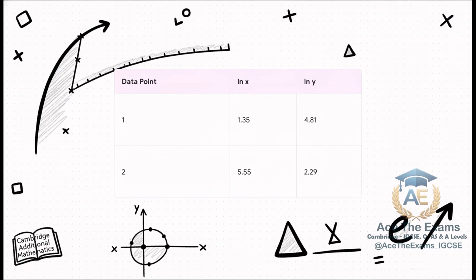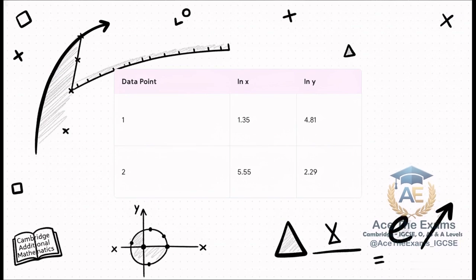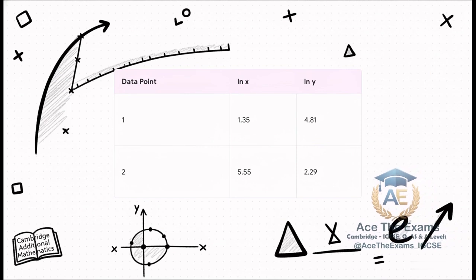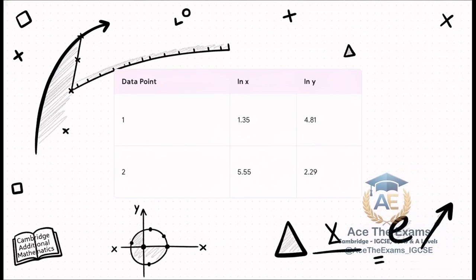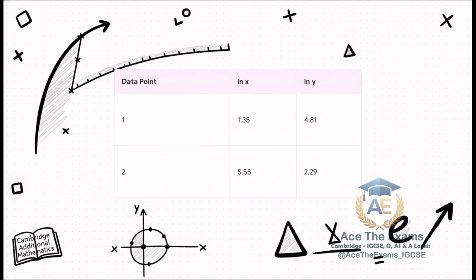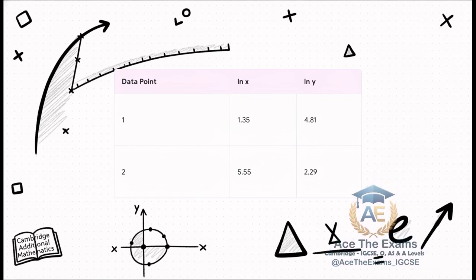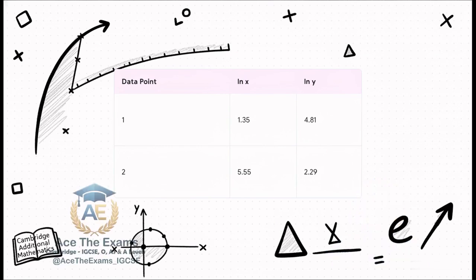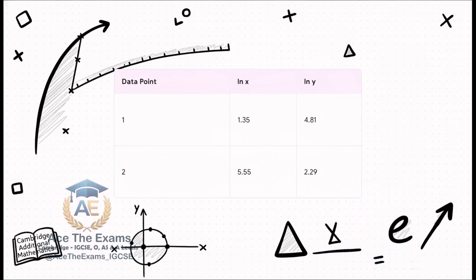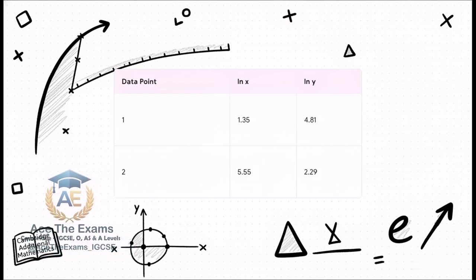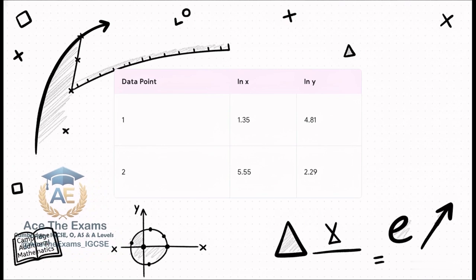So the examiner gives you data points for this line of best fit. Specifically, an ln x value of 1.35 pairs with an ln y of 4.81. Another point is 5.55 on the x-axis, pairing with 2.29 on the y-axis. By plugging these specific coordinates into our standard gradient formula, change in y over change in x, you instantly find n. Once you have n, just substitute one of the points back into the equation to find ln a, and simply take the exponential to find a. You've mathematically straightened a curve to reveal its hidden secrets.